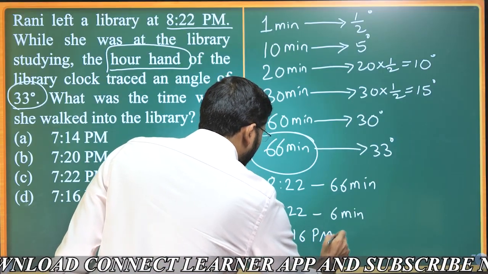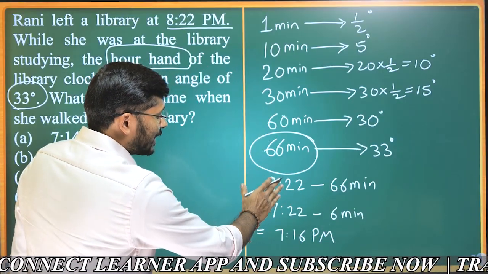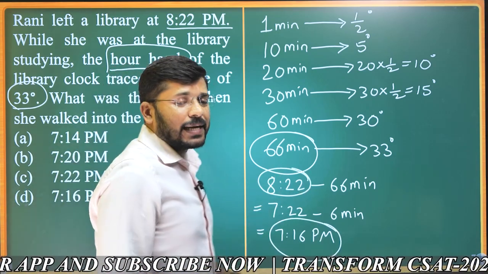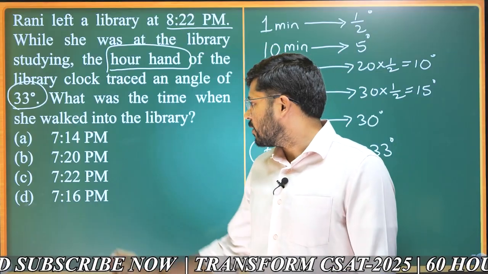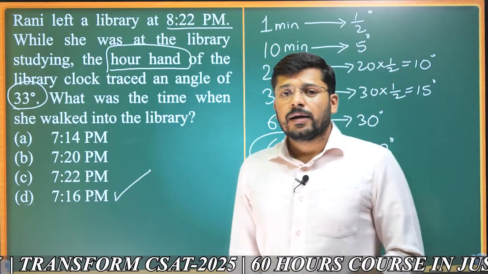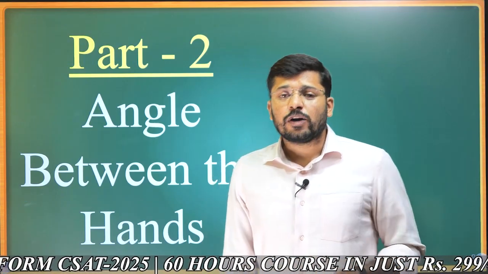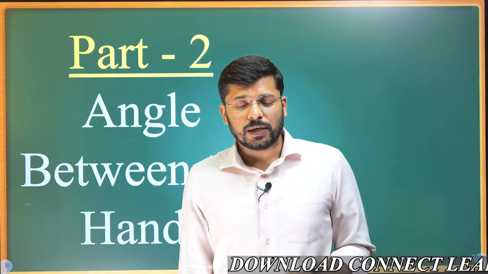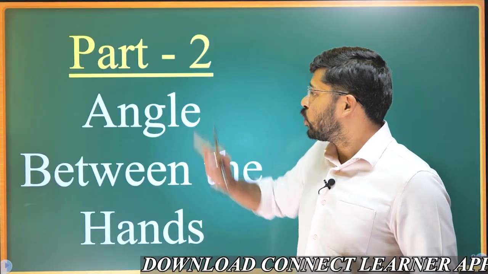So 66 minutes before 8:22, the time was 7:16, and that is the time when she entered the library. So the answer is 7:16 p.m. Done. This is the concept of speed of the hour hand and minute hand. Now we are done with part 1. Okay. Now we will begin with part 2.